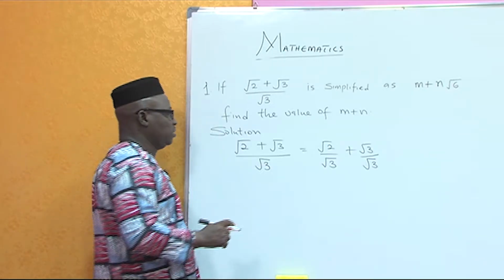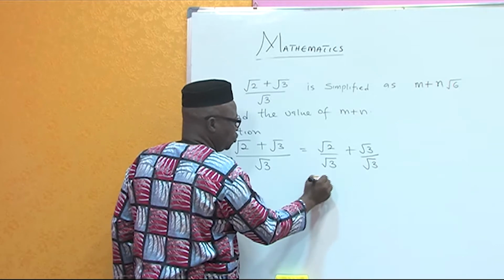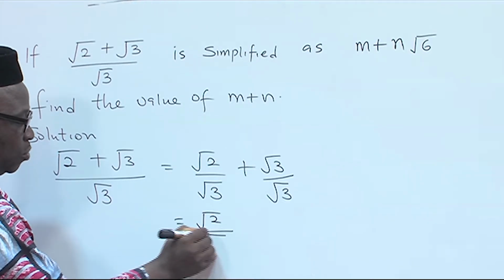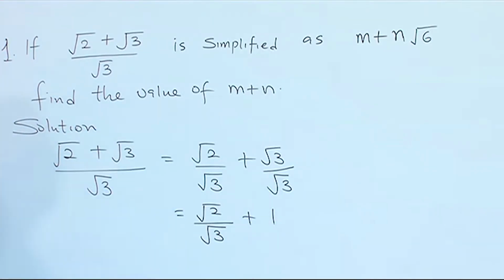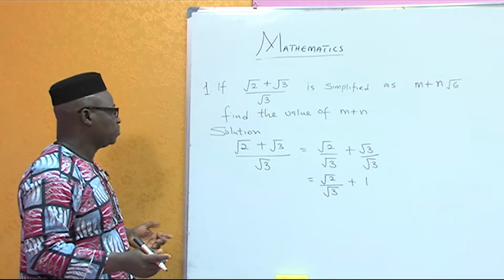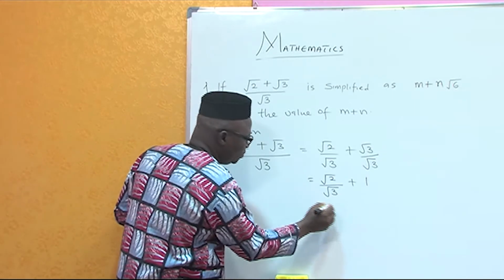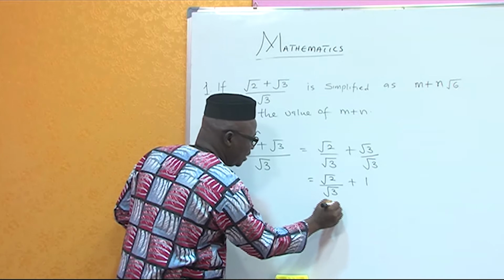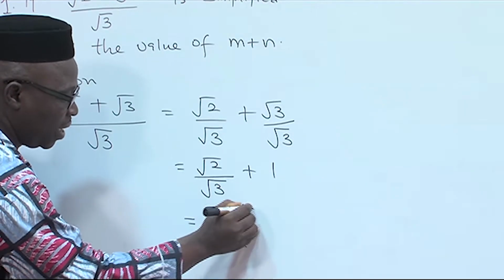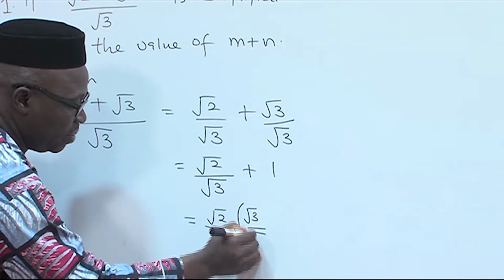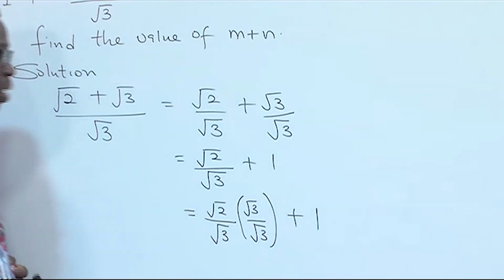So at this point, this is the same as root 2 divided by root 3 plus 1, because root 3 divided by root 3 is going to be 1. Now there is need for me to rationalize this particular side. So to rationalize that, I'll multiply by root 3 divided by root 3. Then I have my plus 1.